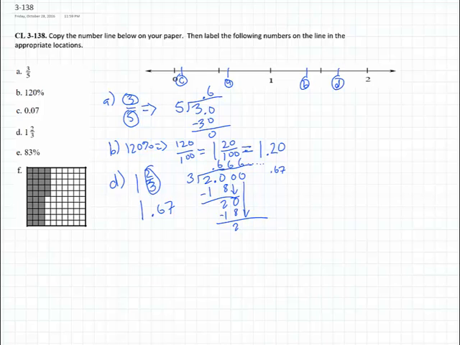Finally, E is 83%. Okay, 83% means 83 out of 100, which is going to be 83 hundredths. Okay, so again, that's more than 5/10. That's less than one whole, so it's going to go somewhere around here. It's just under 9/10. Okay, so that would be E.